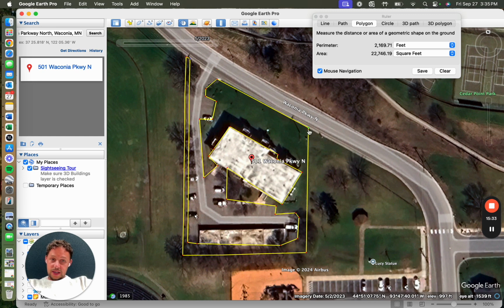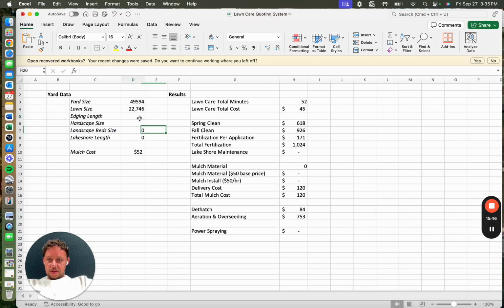We'll have to go along the street, and then honestly, we won't have to go along this area, but there's trees and stuff, so we'll just take this whole area. Say the perimeter is 2,196 feet. All right, so the edging amount, 2,196. That's how much edging we have to do.